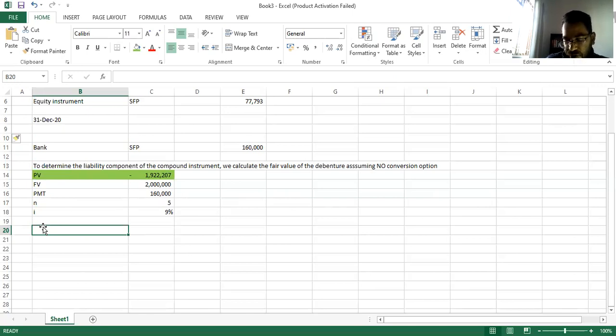Why? What's confusing? Because my thinking was, since the future value is going to be 0, then my present value must change. Yeah, but remember, you must assume that there's no conversion when you work out the liability component. That is what the standard says. Because we want to work out the liability component. There is a liability component, because remember, every year you're still making payments. So therefore, we'll have to deal with that. I'll double check the standard, but that is how I remember seeing it. And if I'm wrong, I'll give you the correct one.